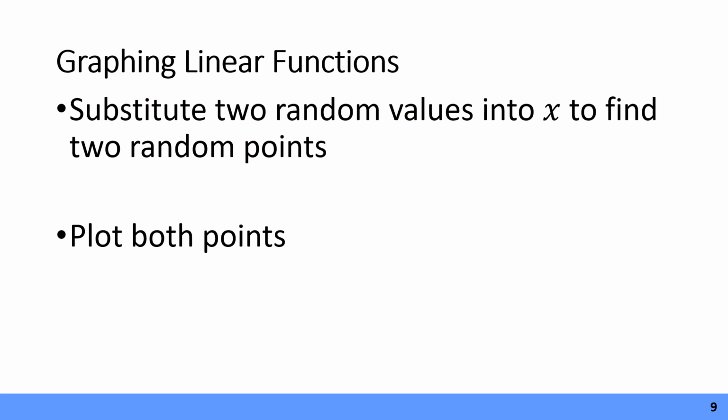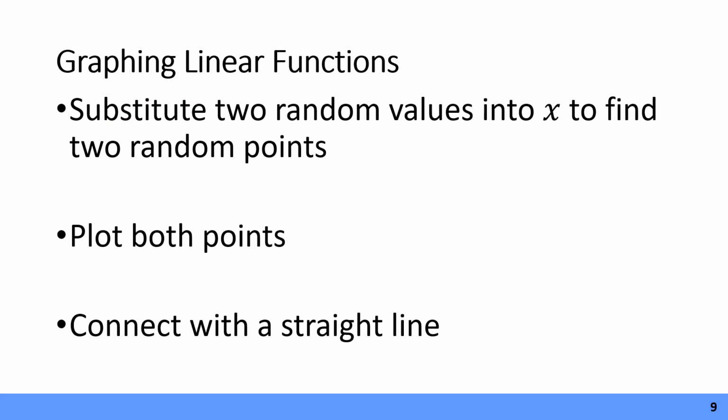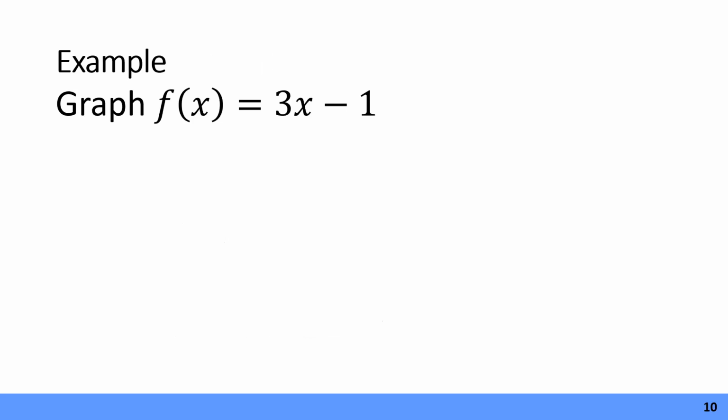Step 2, you're going to plot both points. From step 1, we're going to get 2 points. So now we're going to plot them. And then step 3, we're just going to connect them with a straight line. Okay, it's going to be super simple. So let's go ahead and try one problem.